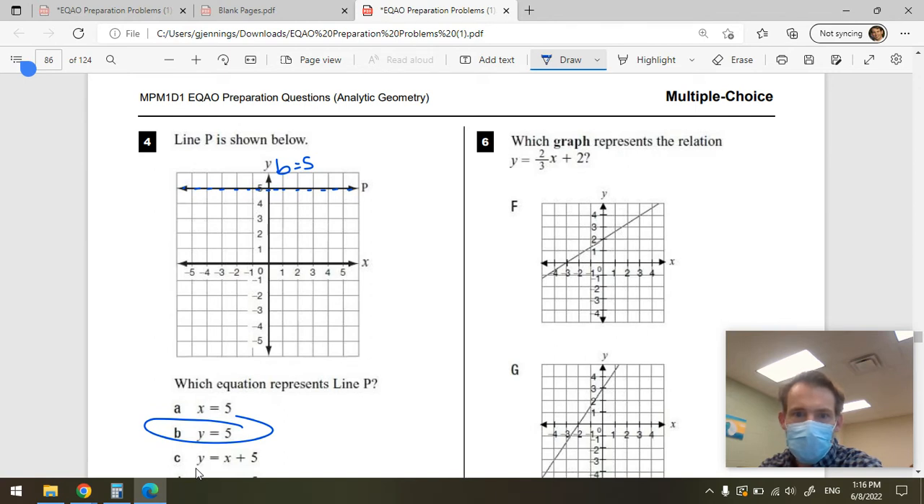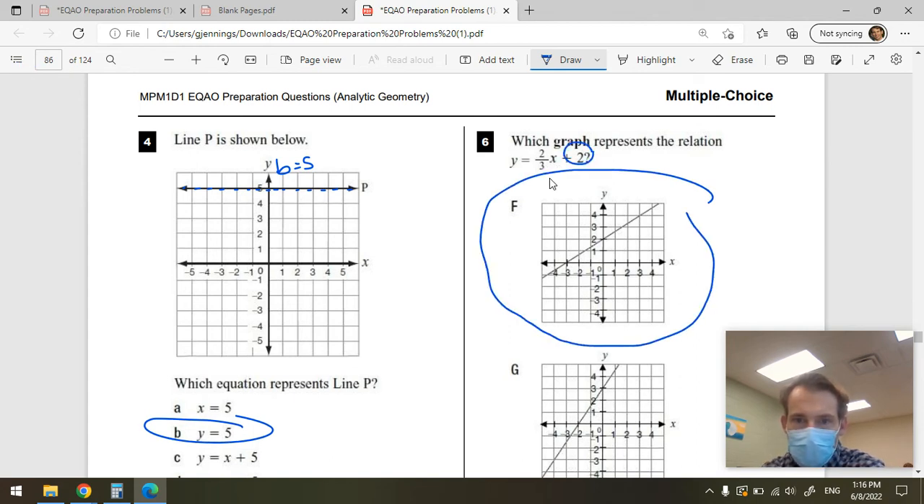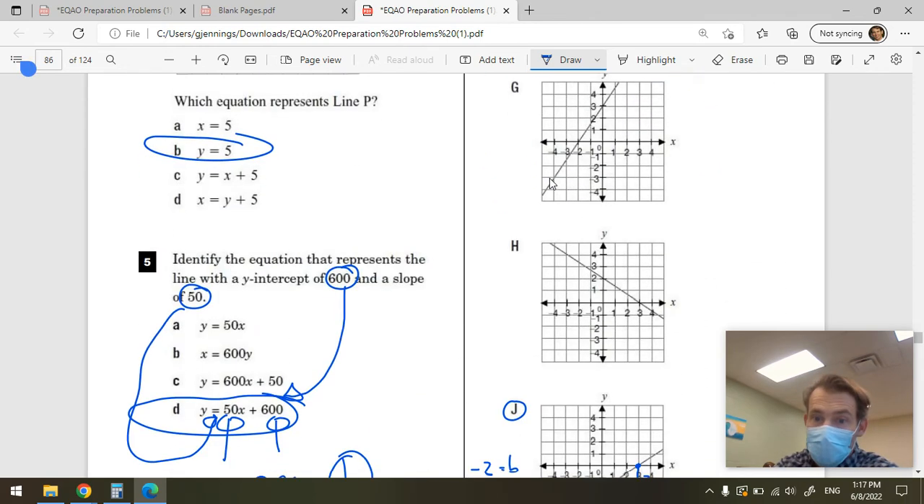Which graph represents the relation y is equal to 2/3 x plus 2? This one, F. How do I know? Because plus 2 is the y-intercept. There it is there. And the slope is 3, 2. There we go. Run of 3, rise of 2. This is increase 3 in the x, increase 2 in the y. Get the signs right. Okay.